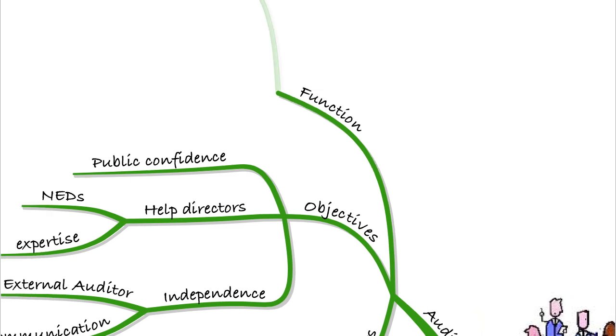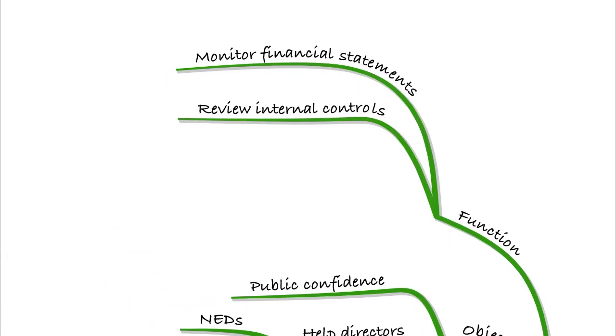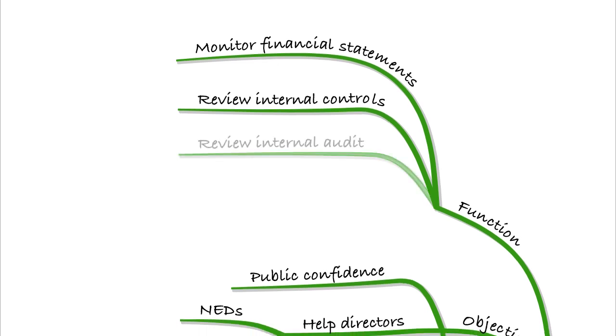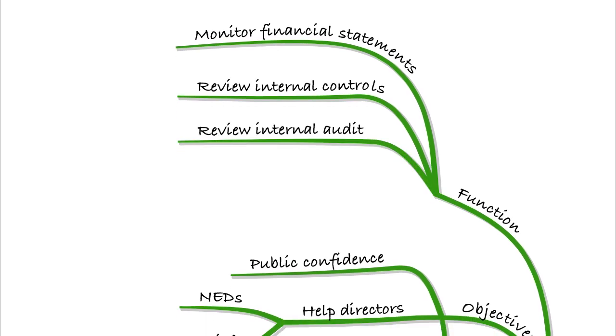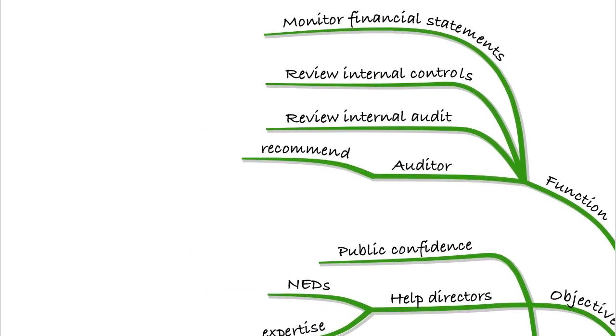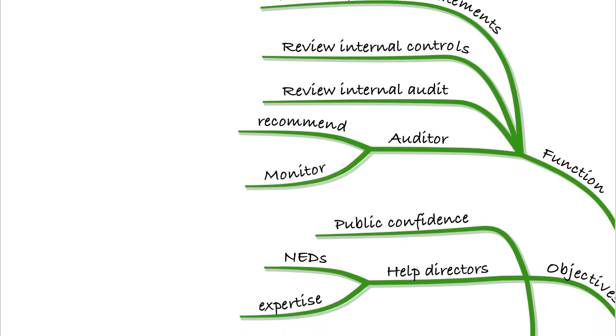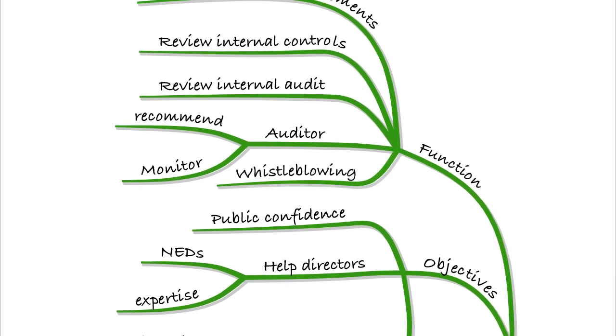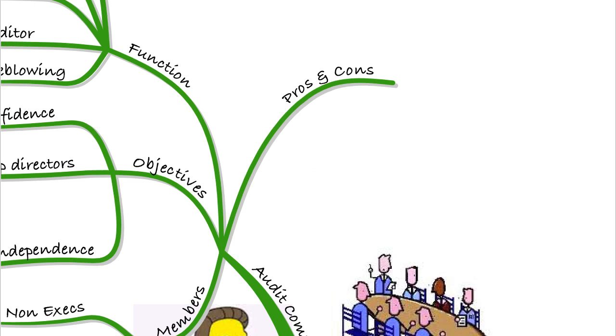So the function of the Audit Committee, remember, is to monitor the financial statements, to review internal controls, to review internal audit, and we'll look at the relationship between Audit Committee and internal audit throughout the course, and also to recommend the auditor. Remember, they don't appoint the external auditor, that's done by the shareholders, but they do recommend that external auditor to the shareholders. They also monitor the external auditor to make sure that they're doing their job. Lastly, the Audit Committee provides that whistleblowing function, that independent body that people who discover anything going wrong in the business can go to.